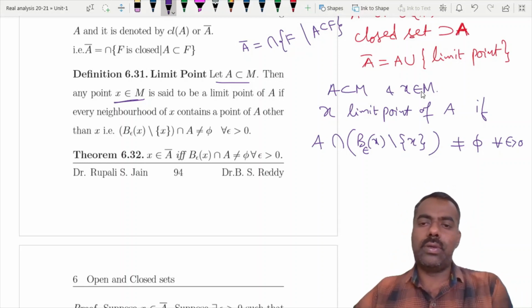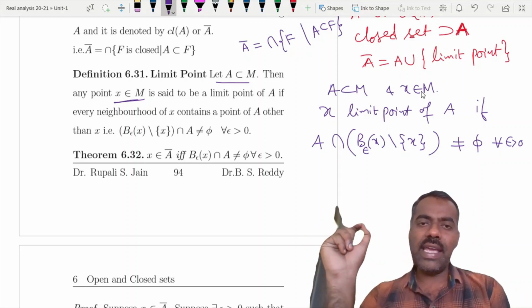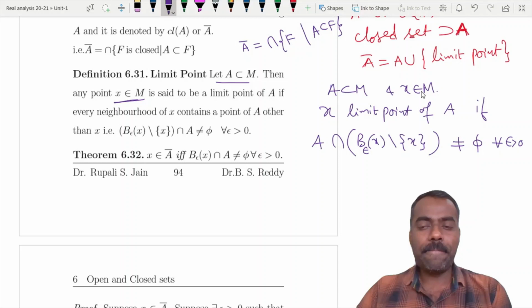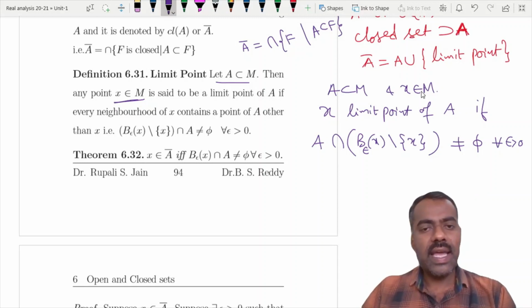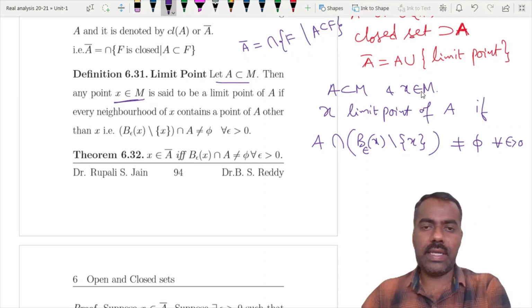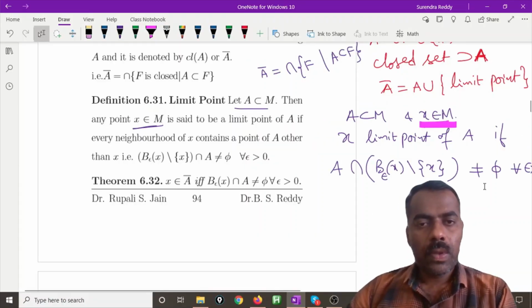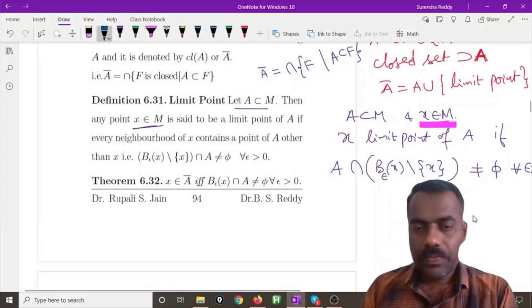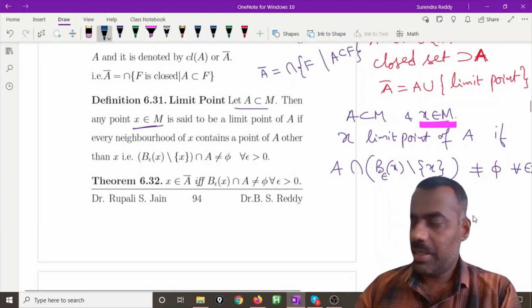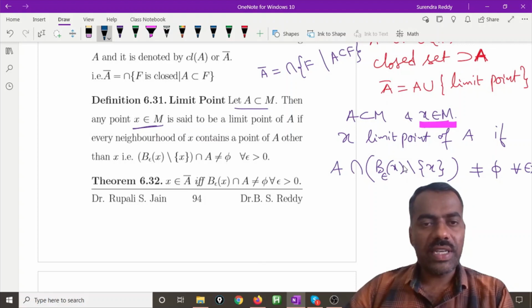Okay, so simply saying, a limit point of a set is nothing but: you take any ball around that point, and it should be able to intersect that set A. Then we say it is a limit point of A, right? Okay, so now we'll try to give a relation between the closure of a set and its limit points.